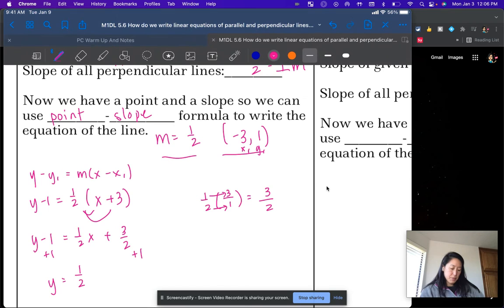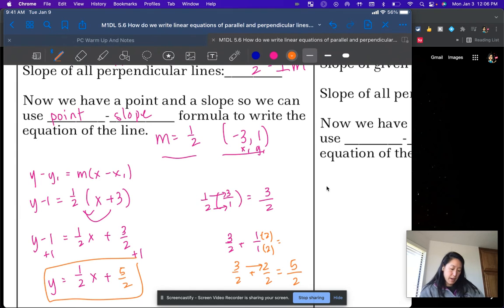So I get y is equal to 1/2 x plus 3/2 plus 1 over 1. That's plus 1. Okay, we need a common denominator. So I'll multiply the numerator by 2 and the denominator by 2. So I get 3 over 2 plus 2 over 2. Add the numerators. I have 5/2. So my slope is 1/2. My y-intercept is 5/2, or 2.5.